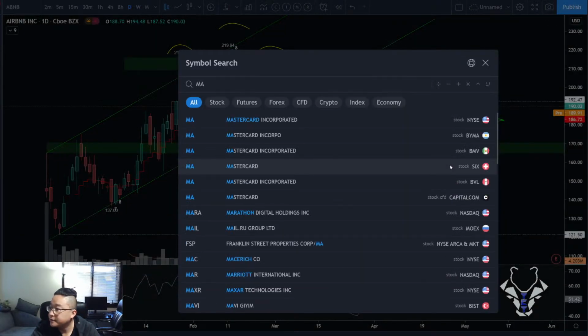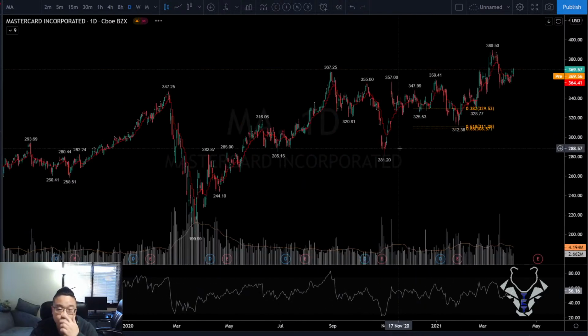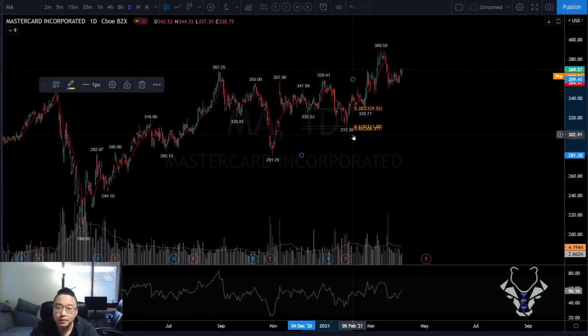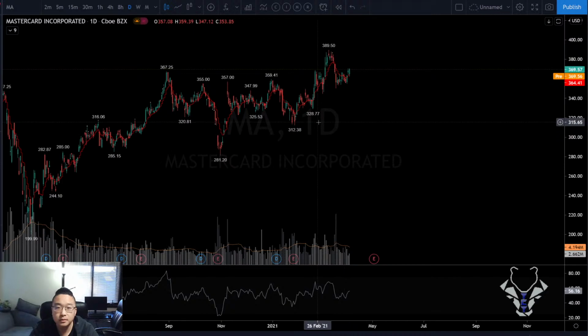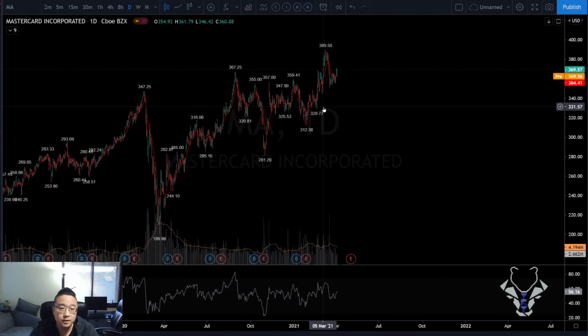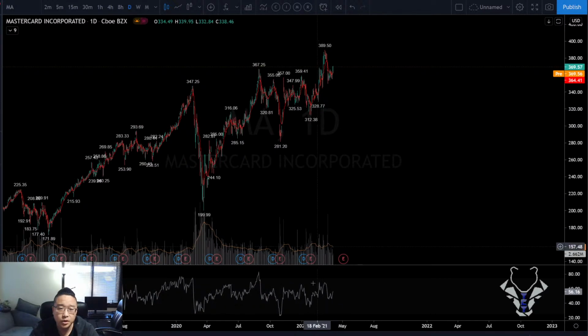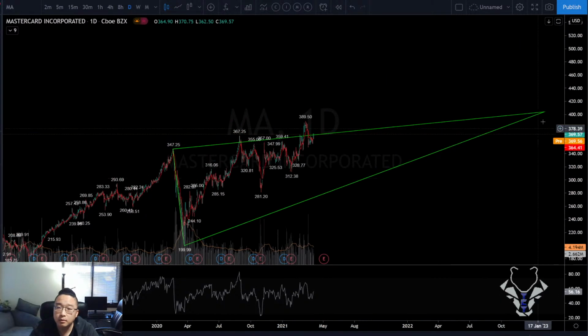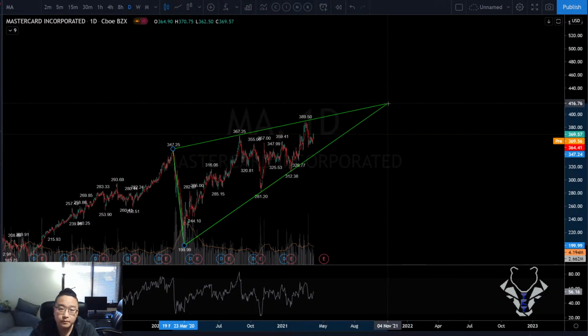Let's take a look at MA. Oh, MasterCard. Didn't touch a GP on that one. I'm seeing a rising wedge. It could be a big one, it could be a small one, depending on how you look at it. So a very clear rising wedge right now.